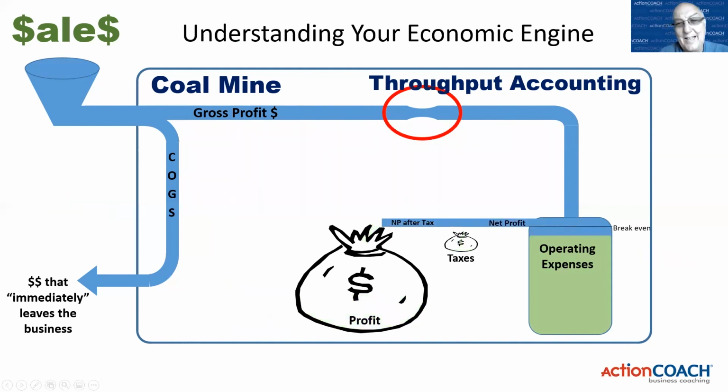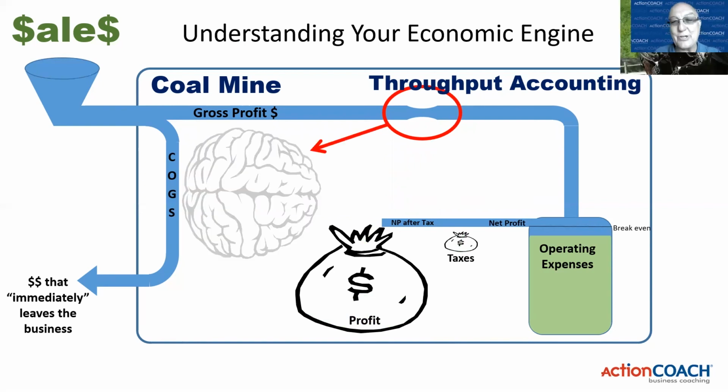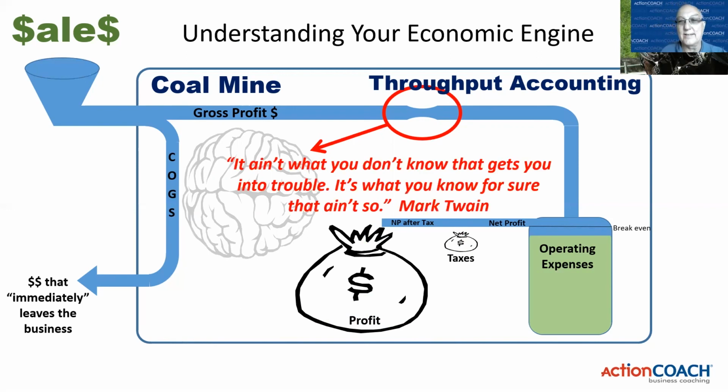So here's the moral of the story. Every business has a constraint that's limiting them. In this coal mine perspective, that limiting constraint was their brain, the blinders put on them by their cost accounting mindset. And it's blinders that had been in place for decades, all right? As Mark Twain said, it ain't what you don't know that gets you into trouble. It's what you know for sure that ain't so. Thank you, Mark Twain.